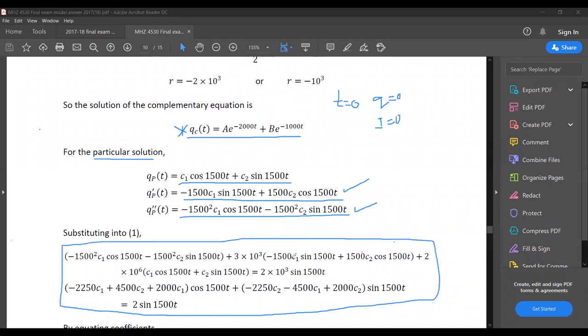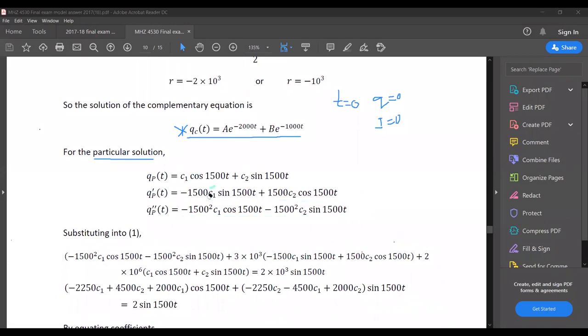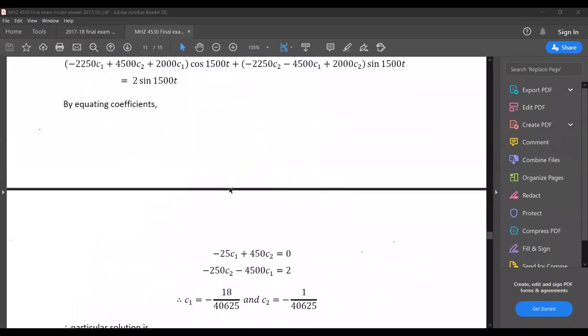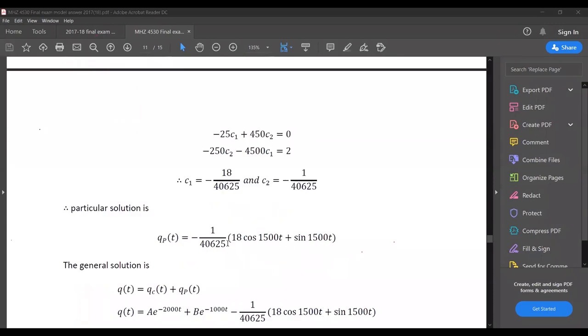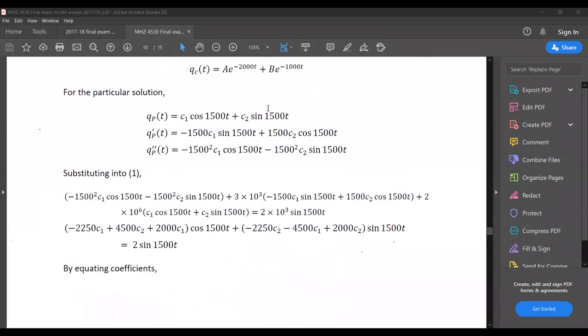So this is that one. After substituting and equating the coefficients, they have found c1 and c2. These are the solving parts, and I'm not explaining how to solve this one. So these are the c1 and c2 things. After substituting c1 and c2, we can find the particular solution here, right?